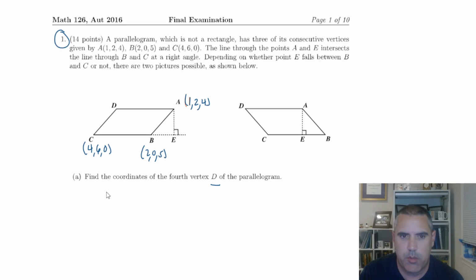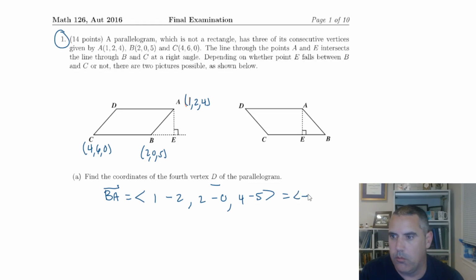For example, let's just pick one. If you did BA, so remember you do your subtraction. Think of B as the tail. That's the thing that you're gonna subtract. And you're subtracting that from A, so it's 1, 2, 4. So I'm getting -1, 2, -1. And that represents the changes.